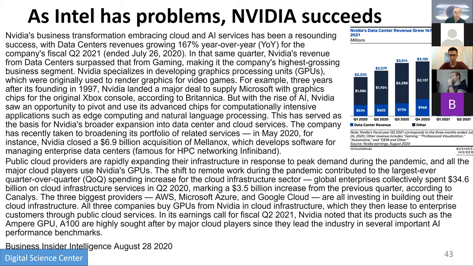So GPUs have for some time been the system of choice for the highest end computations. And there's actually some competition. Intel now has its own GPU. AMD makes a GPU. But NVIDIA is still the leader in this field. And if you look at this plot here, the blue is the data center revenue, which is GPUs in data centers. And you can see a huge jump in the last quarter, March through June.